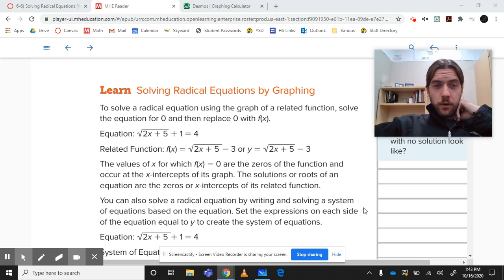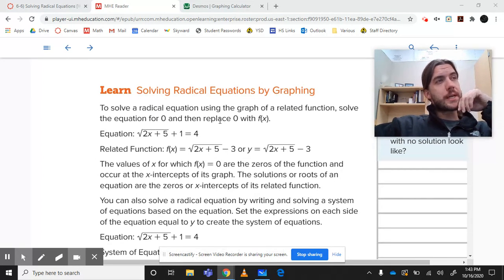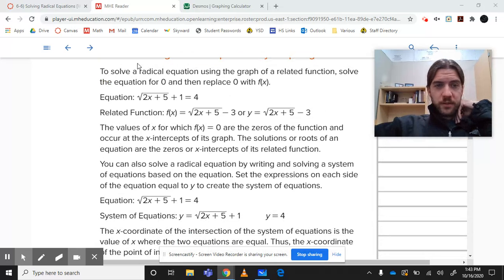Okay, the next section of the book goes through and talks about solving radical equations by graphing. I'm going to read through their explanation, which I expect will sound confusing when I read it out loud, but I'll be able to show you some images that'll make sense of what we're saying. So we'll all be confused together for a moment, and then we'll make sense of things.